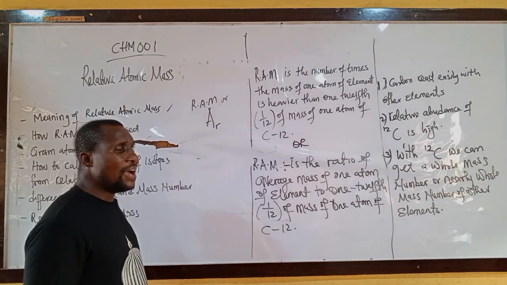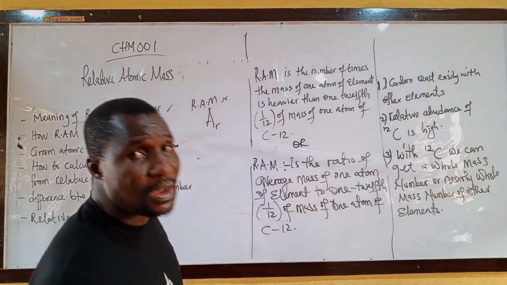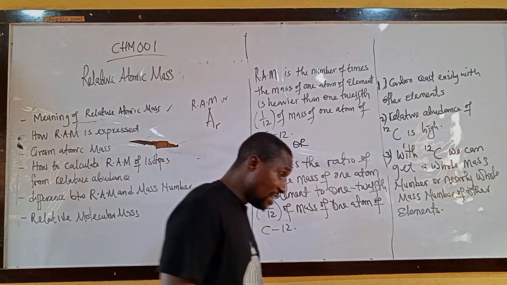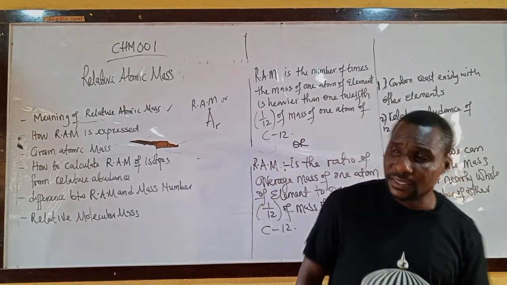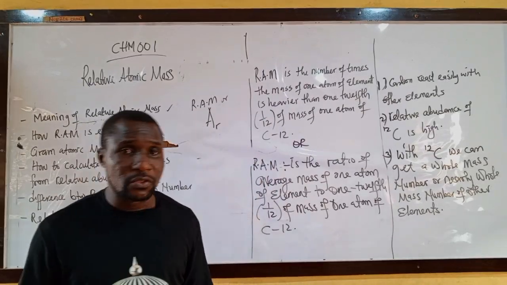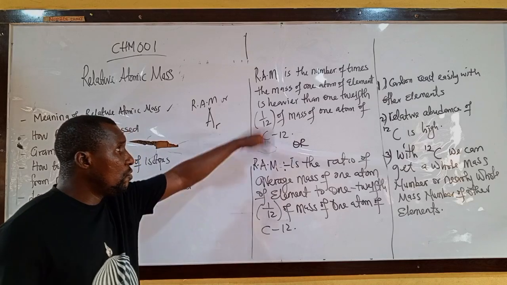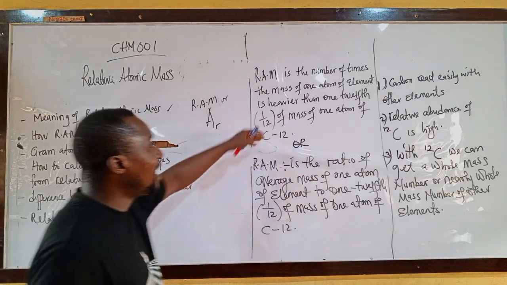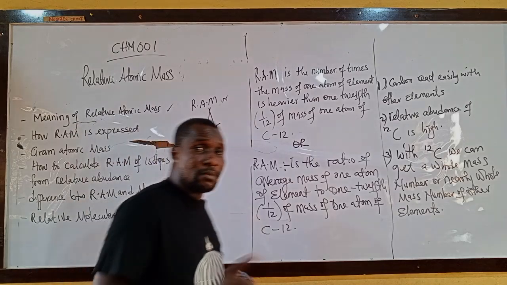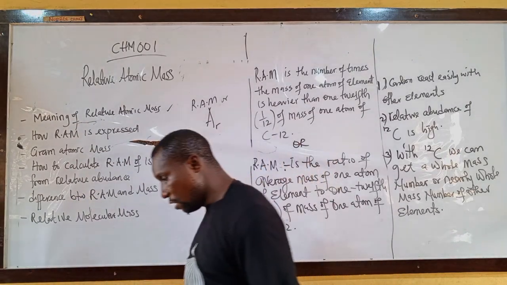Take note of that. And what is another name for relative atomic mass? Relative atomic mass can also be called atomic weight. You can write it down. I won't rub out this definition because I need this. Take note. Relative atomic mass can also be called atomic weight.